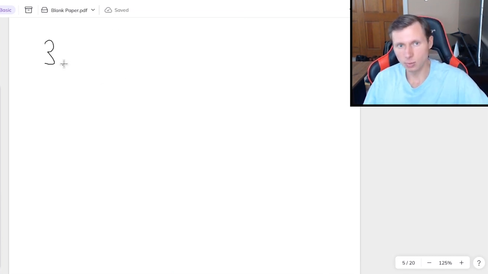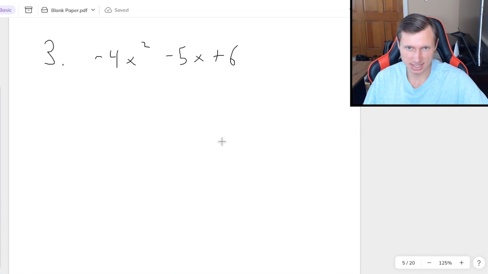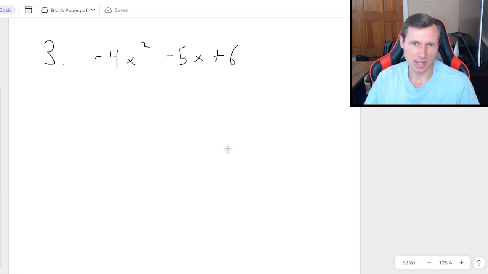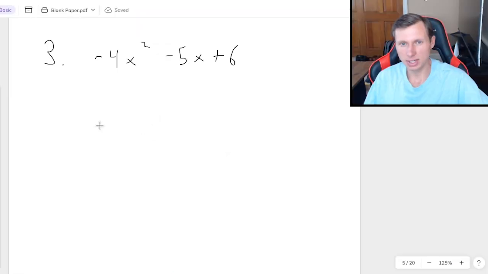And so now I've got one more for us today, negative 4x squared minus 5x plus 6. Why don't you try this one on your own? If you get stuck, that's okay. You're going to see the solution in about 2 seconds. So go ahead, give it a try. Okay, and here's what we're going to do.